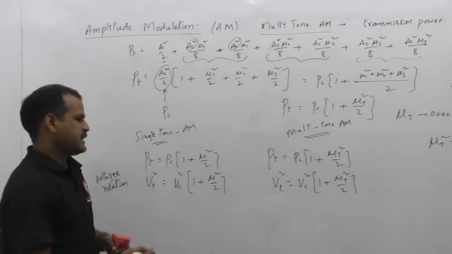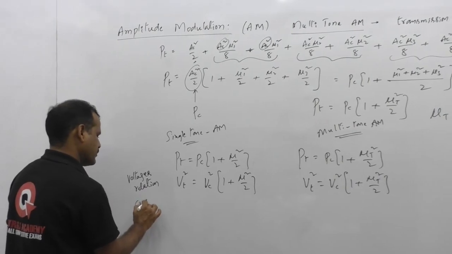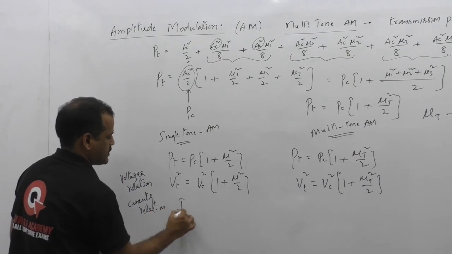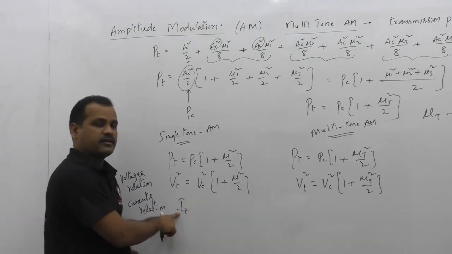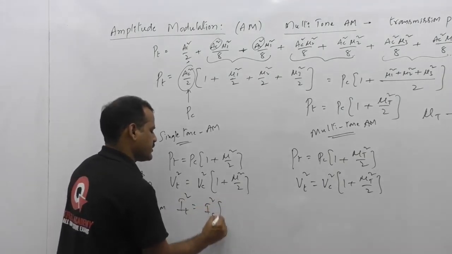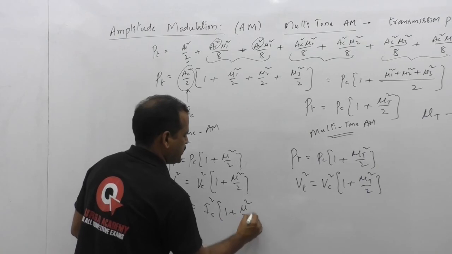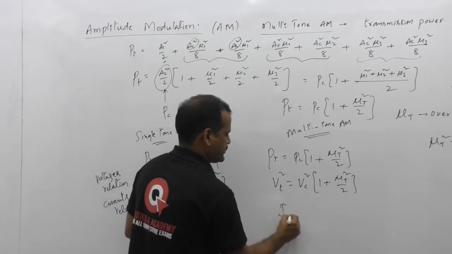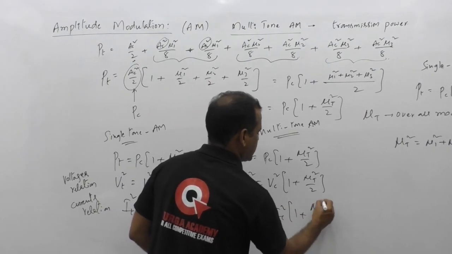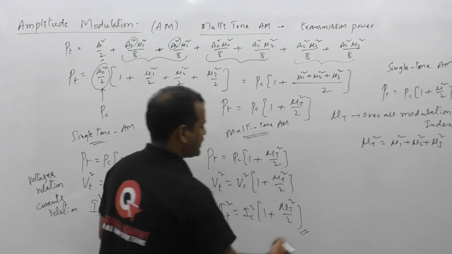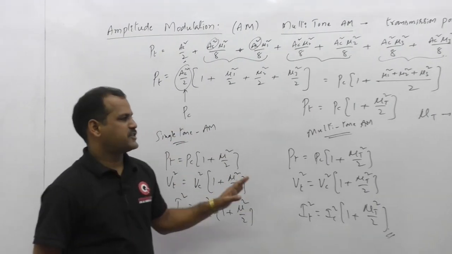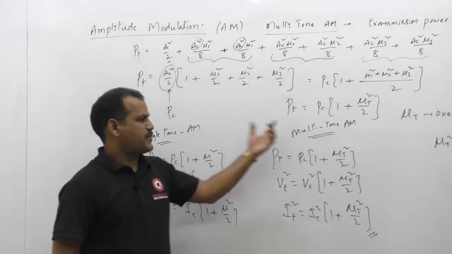Similarly, we can write the currents relation here. This is the total modulated signal current square is equal to carrier signal current square into 1 plus mu square by 2 here. And for multitone AM we have IT square is equal to IC square into 1 plus overall modulation index square divided by 2. These are the different relationships between the currents relation, voltages relation and power components relation in comparison of single tone with the multitone AM we have.